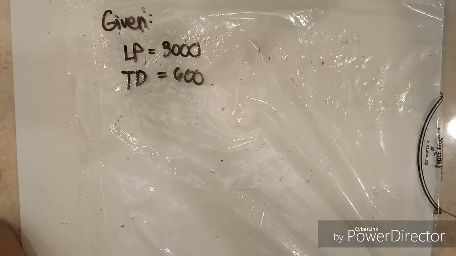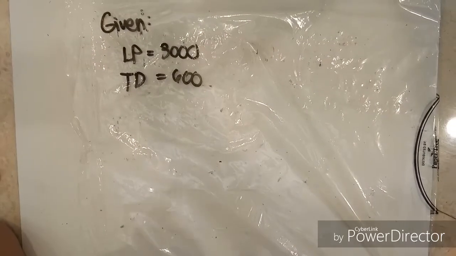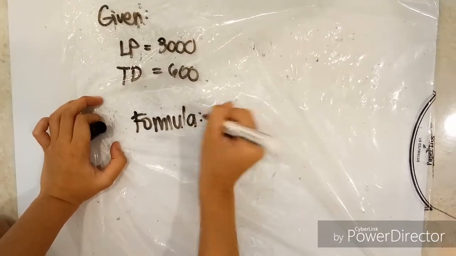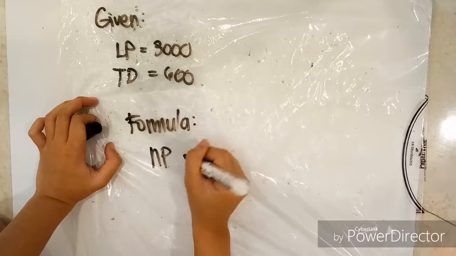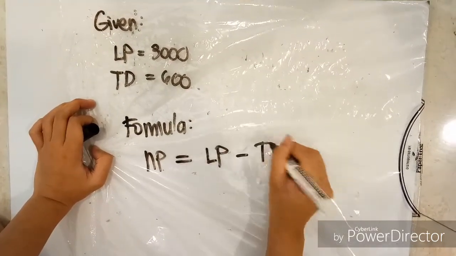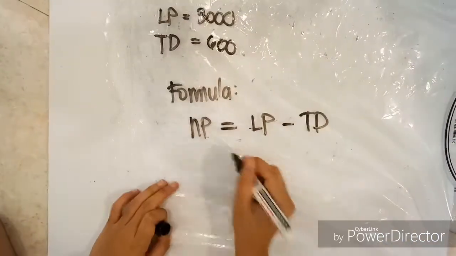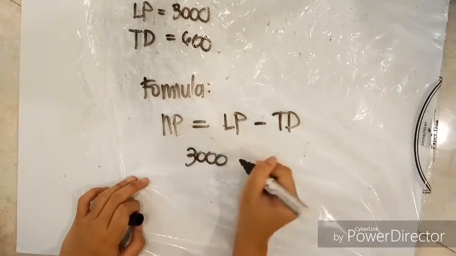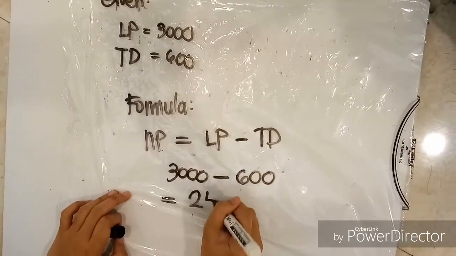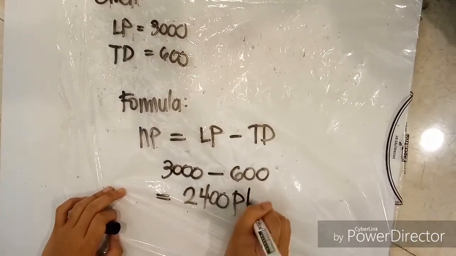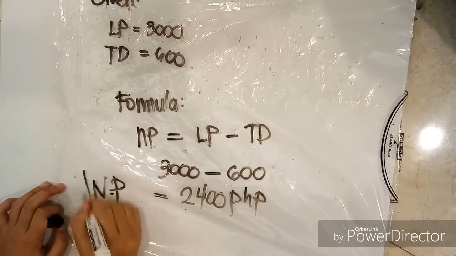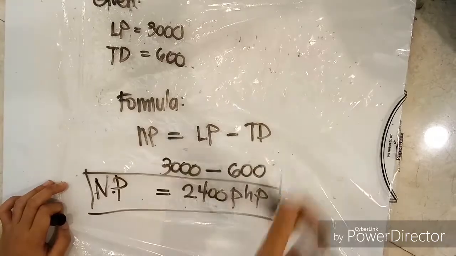Now find the net price. The formula in getting the net price is: net price is equal to list price minus trade discount. 3,000 minus 600 is equal to 2,400 pesos. And this is the net price. And that's how you look for the trade discount.